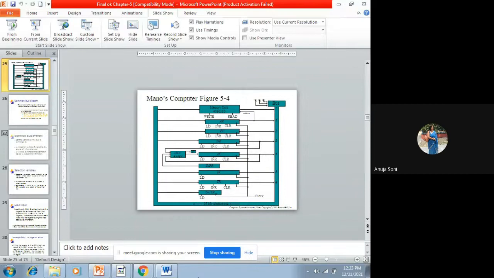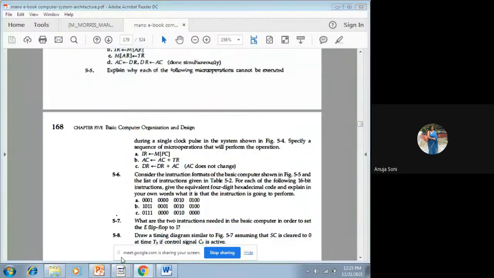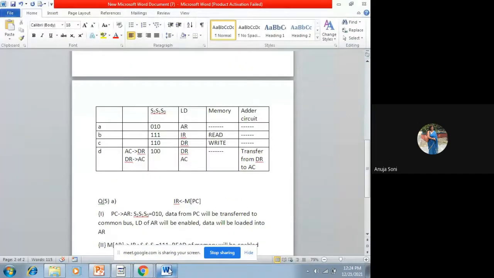Okay, now again I'm reverting back to question number 5. Question number 5 is, data transfer from M of PC to IR. It cannot happen in a single go. It will happen with respect to 2 changed values of S0, S1, S2. It will be with respect to 2 clock pulses. How will it happen? How will it take place? In terms of 2 operations.